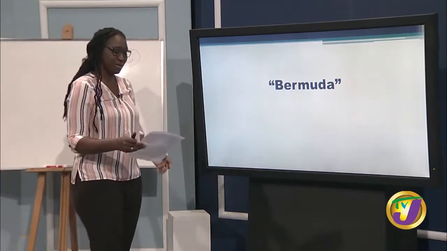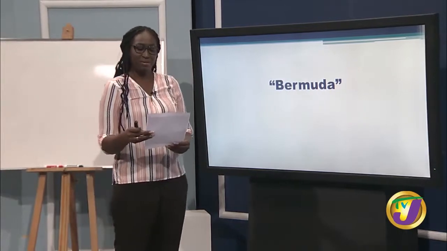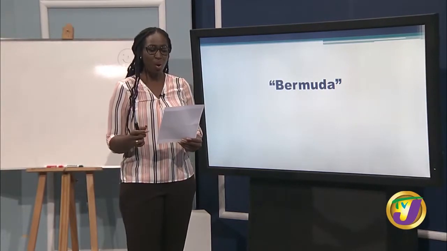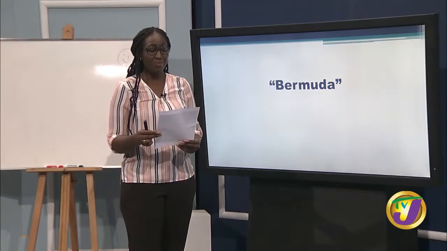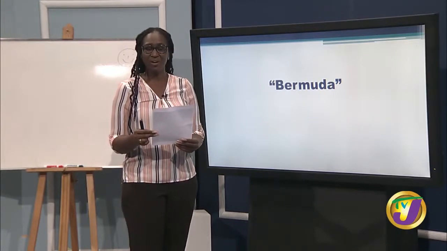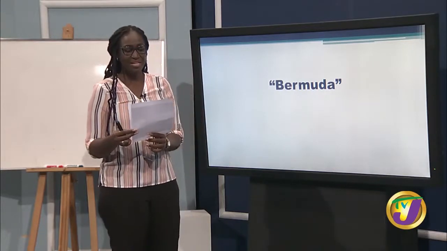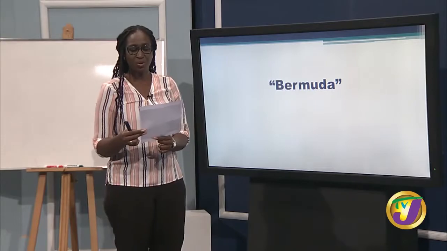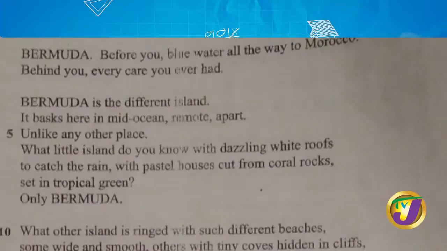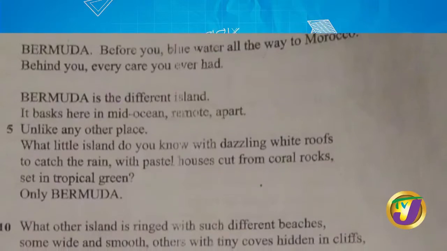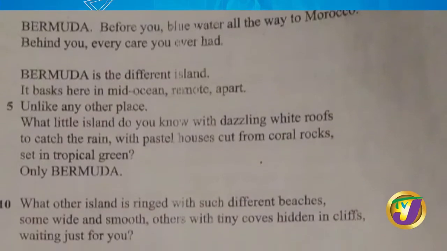All right, so for Bermuda. Bermuda, before you, blue water all the way to Morocco. Behind you, every care you ever had. Bermuda is the different island. It basks here in mid-ocean, remote, apart, unlike any other place. What little island do you know with dazzling white roofs to catch the rain, with pastel houses cut from coral rocks set in tropical green.